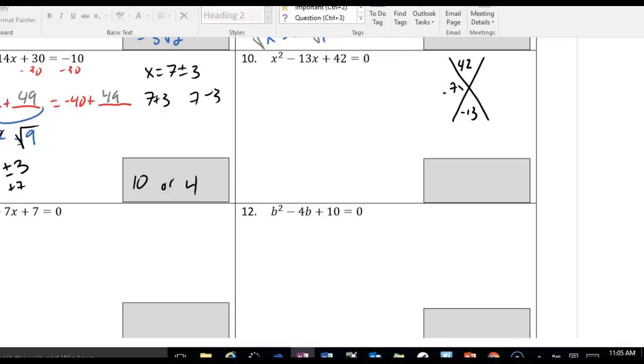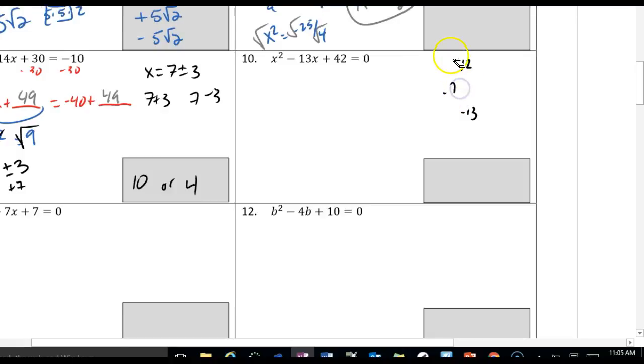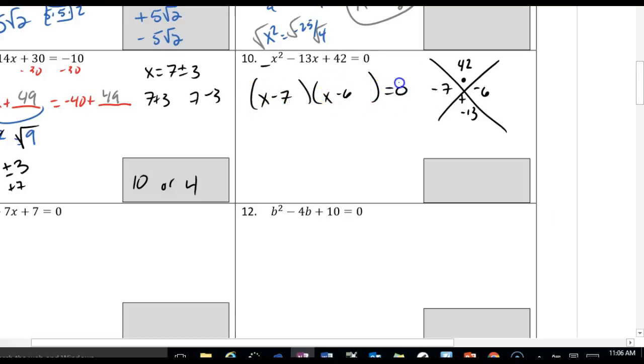As you're working through some, you might find out that it's going to be negative 7 and negative 6. Negative 7 times negative 6 is 42, and negative 7 plus negative 6 is going to be negative 13. Now, A is 1. So when A is 1, I can go right to my two parentheses and just say x plus or minus whatever those numbers are. So in this case, it's x minus 7, x minus 6 equals 0.